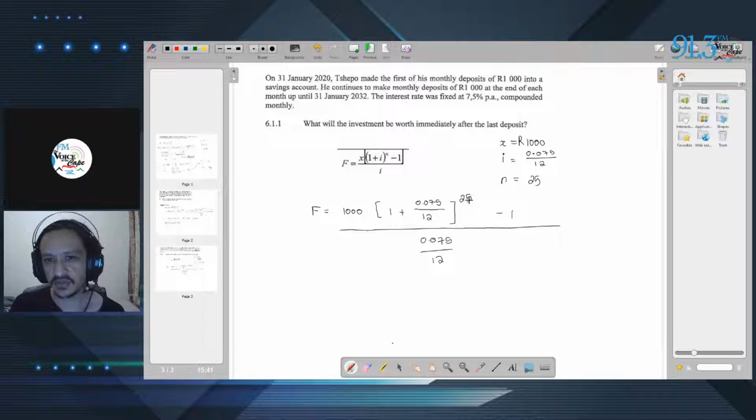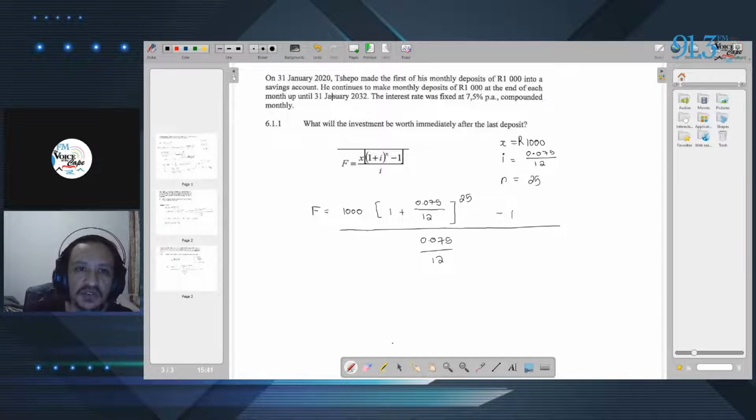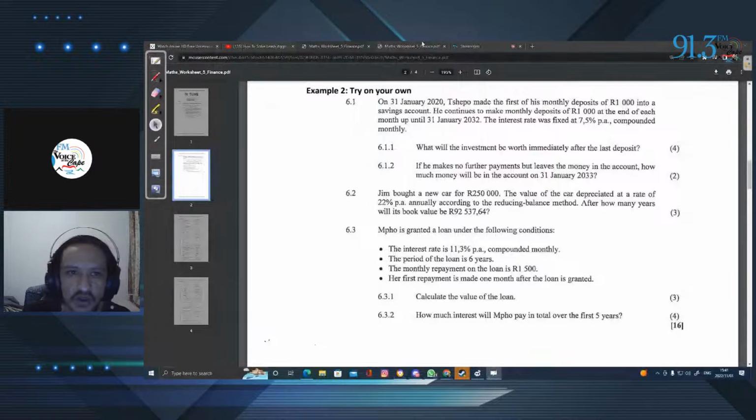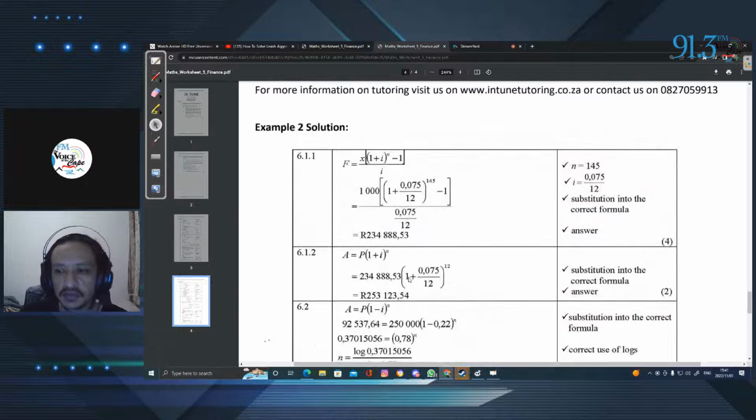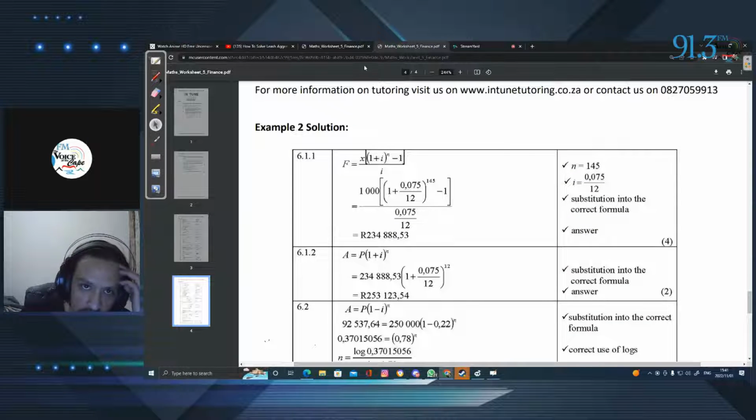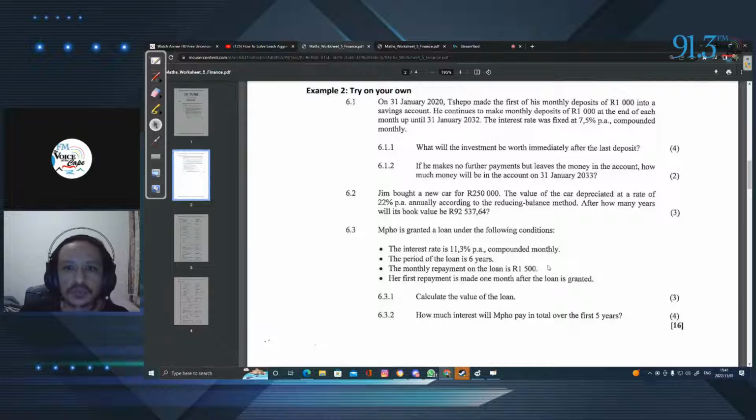So that's sometimes how they try to slip you up and trick you within a question paper. So just be very careful with your calendar information, unless they state quite clearly that it was 21 years or 23 years or whatever the case may be. And then, of course, this information is all correct. And if we look at the memo and we see the answer, we end up with a value of 234,888.53. Okay. We're going to look at the next one quickly.